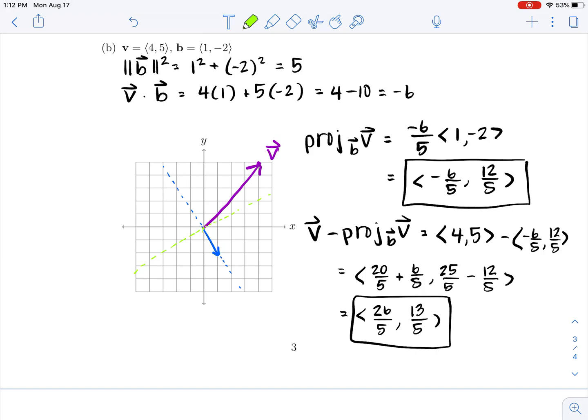All right. And so now let's go ahead and graph the projection. So first we'll do the projection of V onto B. So I'm looking right over here at these numbers. I want to go -6/5 in the x direction. So that's a little more than 1. And then +12/5. So right around 2.5. So somewhere around here, and then 2 and a little less than 2.5. So that comes up to right about here. Okay. And so here is the projection of V onto B.